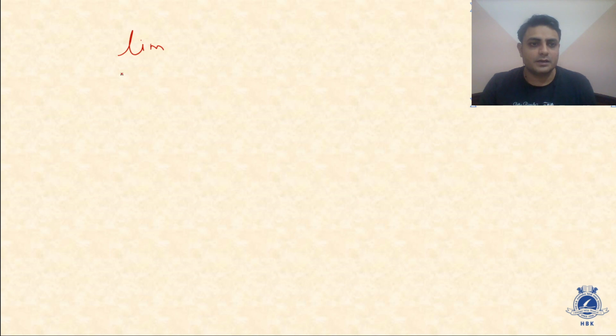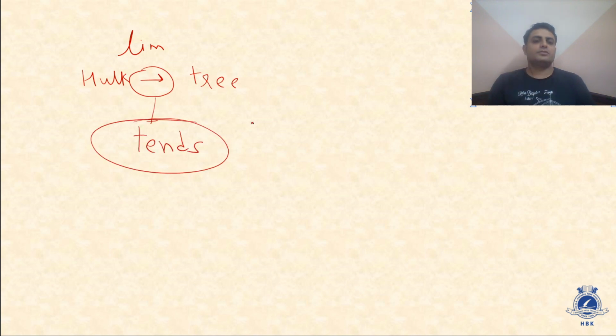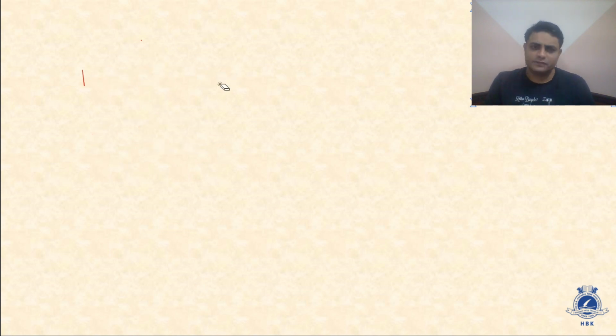Let me write in detail. In this case, we can write limit Hulk tends to tree. The symbol is for tends, T-E-N-D-S. So this is how we can write it in mathematics. In physics also we'll follow this. Now let's see another example.